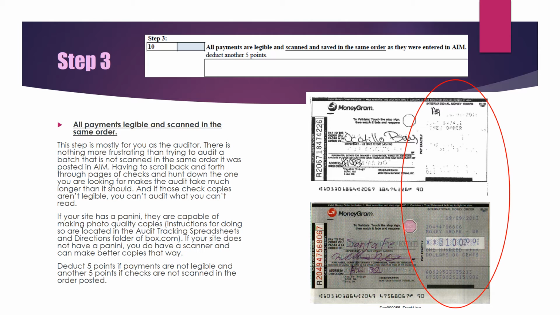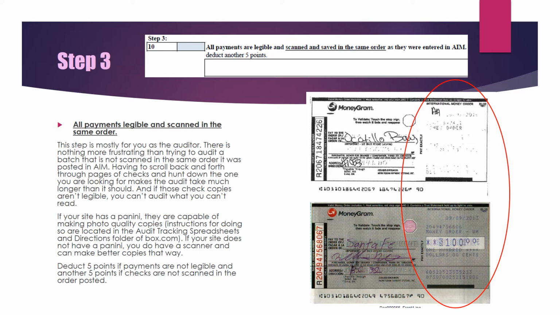Step 3. All payments legible and scanned in the same order. This step is mostly for you as the auditor. There is nothing more frustrating than trying to audit a batch that is not scanned in the same order it was posted in AIM. Having to scroll back and forth through pages of checks and hunt down the one you are looking for makes the audit take much longer than it should. And if those check copies aren't legible, you can't audit what you can't read.